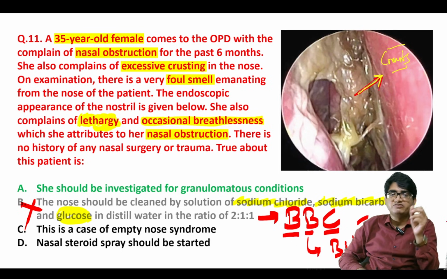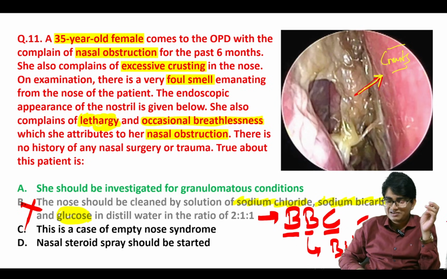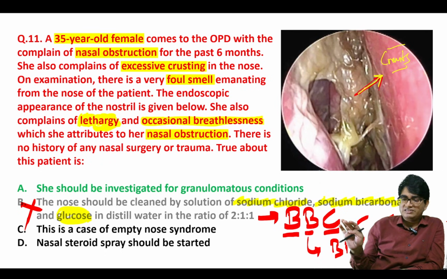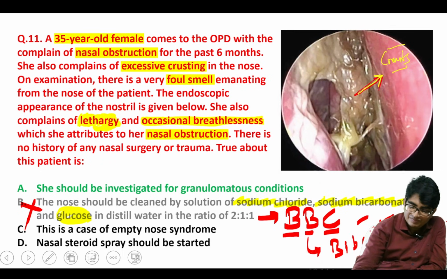So never ever rush for your answers. One single mistake will lead to a negative marking. Please, this is the point you have to remember. Glucose is never used in alkaline nasal dosing. Next question.